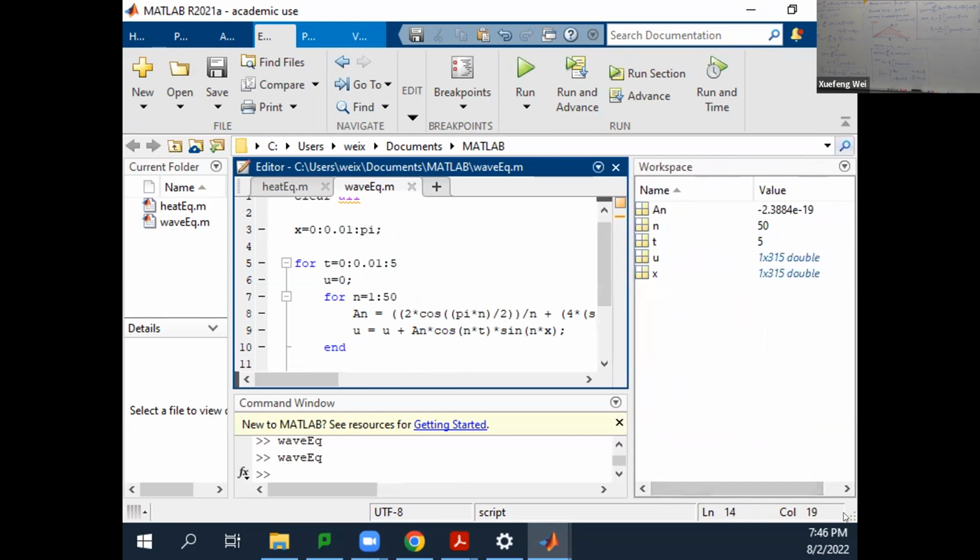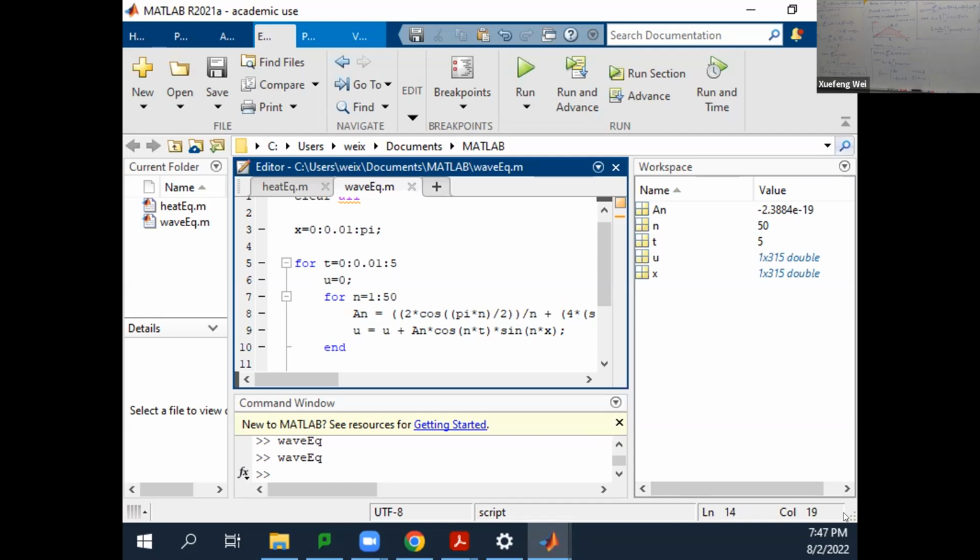So for this problem, it's a little different from the heat problem. For the heat problem, I plotted the two-dimensional surface, right? In this case, I didn't plot a two-dimensional surface. I plot u at fixed time, u as a function of position at fixed time. At time equal to 0, time equal to 0.01, time equal to 0.02, I just override the previous plot. If I override the previous plot, then you can see a movie.